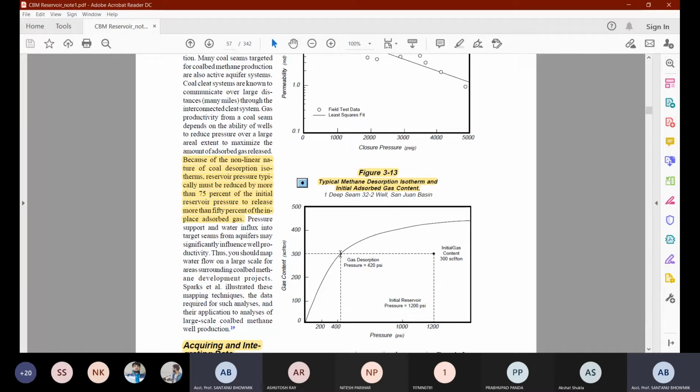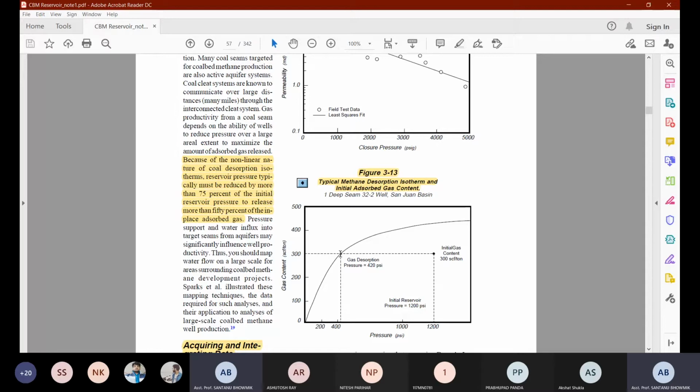Now depending on the nature of the graph, in the initial run with the initial pressure, the gas content is going to increase very quickly. But as the pressure increases much more, in this case beyond 400, you can see that it goes a little bit flatter.